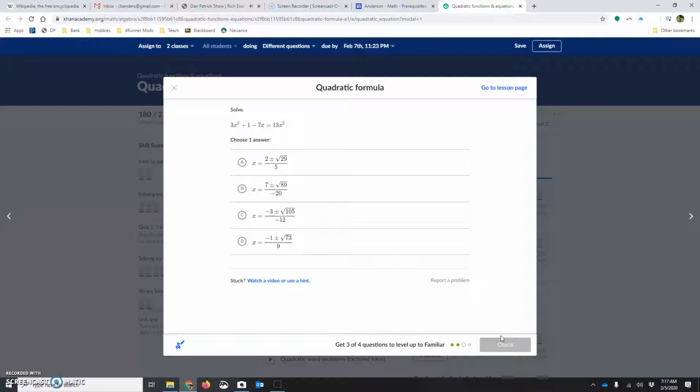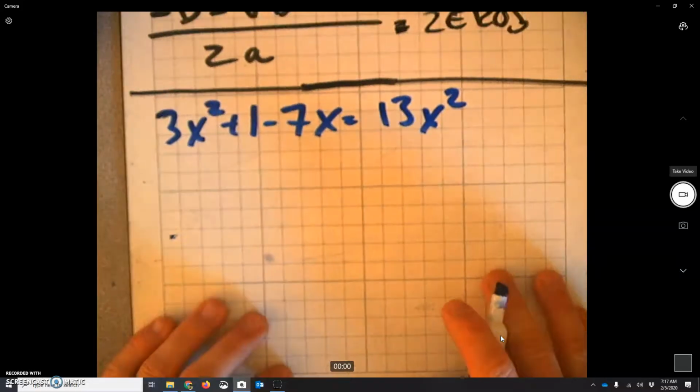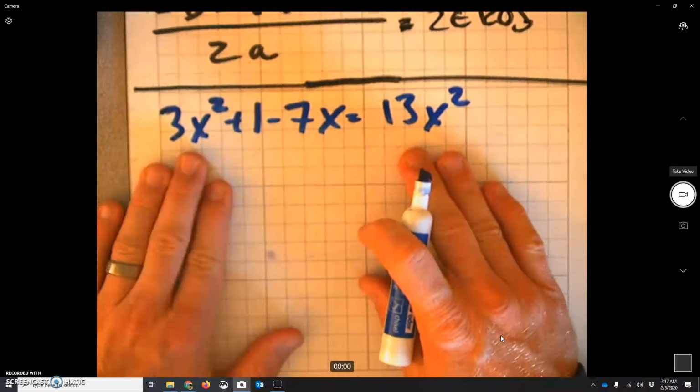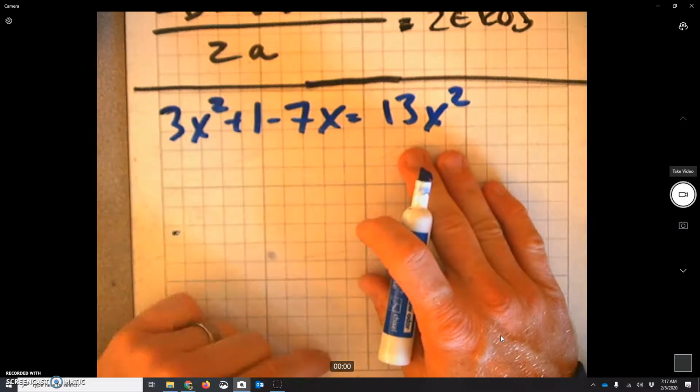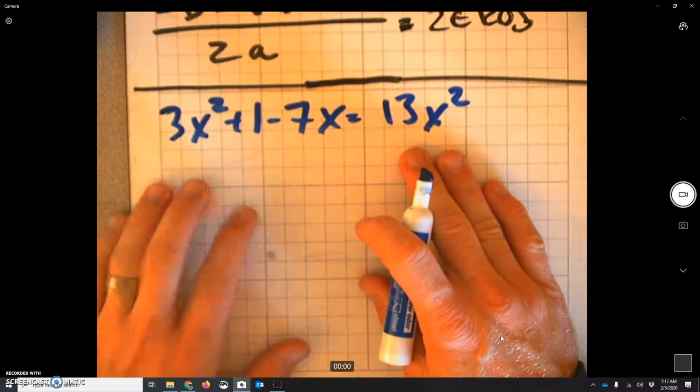Next question. Okay, they're really trying to get funky with us here. 3x squared plus 1 minus 7x equals 13x squared. All right. Because this is our bigger one, that's our smaller x squared, I'm moving this way. It seems like it's more work, but it's not. We're just going to subtract everything.